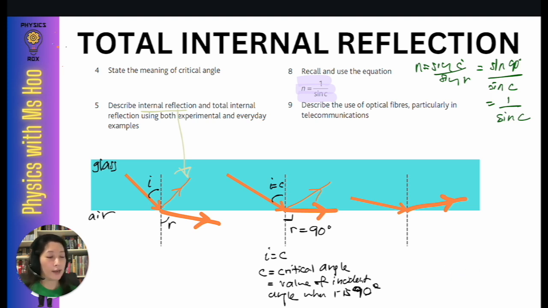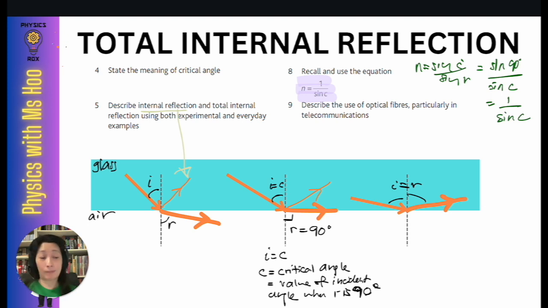Total internal reflection also obeys the law of reflection, where the angle of incidence here is equal to the angle of reflection. But remember that total internal reflection is a subtopic of refraction, not reflection. If this has confused you, go watch my video on total internal reflection. I do have a video where I demonstrate total internal reflection with a ray box as well as a semicircular glass block. So if you'd like to see a practical demonstration of this phenomenon, please watch that video.